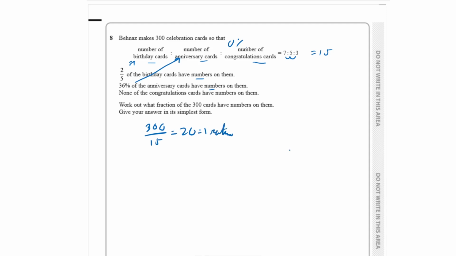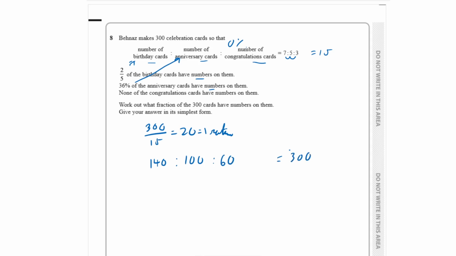So here we can see that the birthday cards is 7 to 5 to 3. So we simply multiply 20 by 7. So that means the number of birthday cards is 140. Now, 20 times 5 is 100. So there are 100 anniversary cards, and 3 times 20 is 60. So there are 60 congratulations cards. If we find the sum of this, we can see that it is equal to 300.